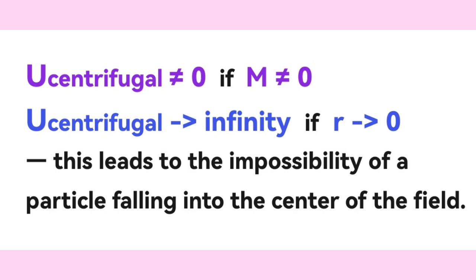A particle can fall into the center only if the potential energy in the center tends to minus infinity quickly enough, thereby compensating for the tendency of the centrifugal energy to plus infinity.